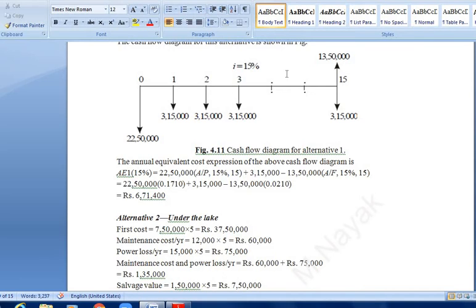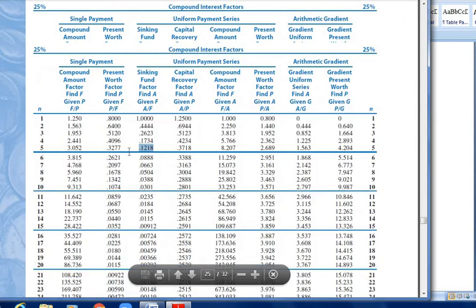So everything you have to convert into annual payment. Already it is there, you need to convert this one and this one, that is salvage value and initial payment. Initial payment is to find A given P. Here to find A given F. Okay. So by the tables, go to the tables, 15% and 15 years.